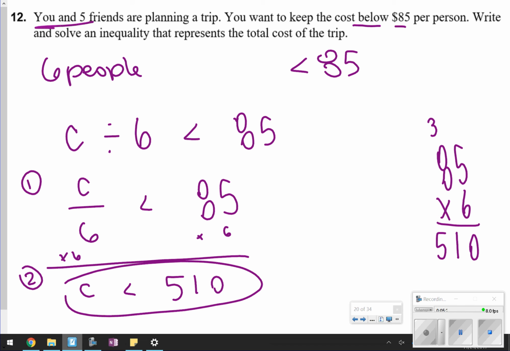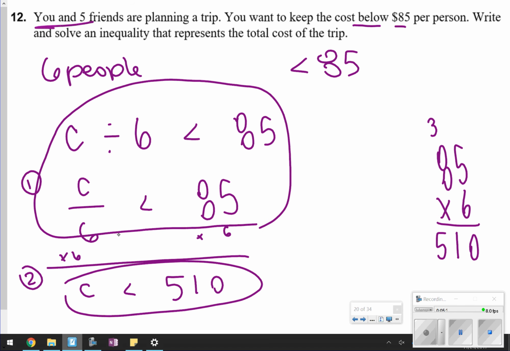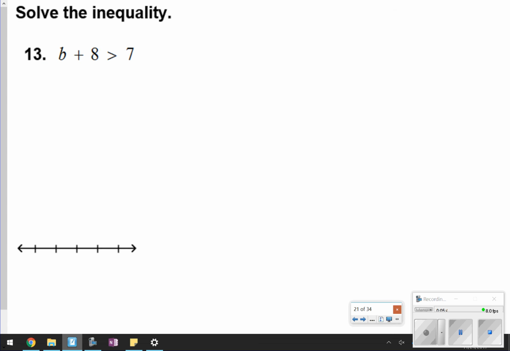Okay, so again, just think of what you would probably need to do to solve it, and then use the opposite operation in the inequality that you have to show. Okay? Let's go on over to the next page. We have number 13. Solve the inequality, and it's also got a nice graph there for you. So I'm going to subtract because I see addition. I'm going to get b is greater than -1.